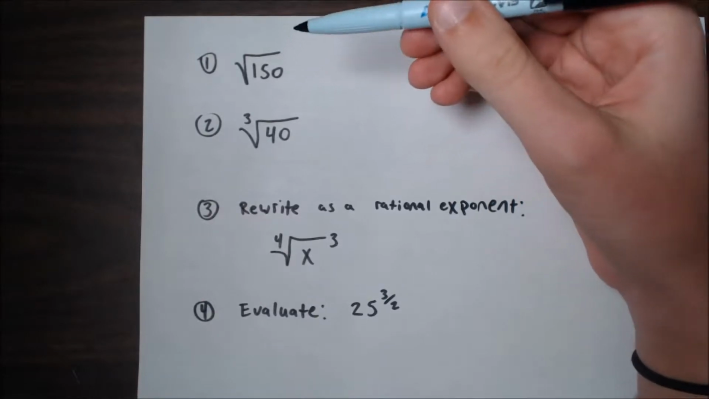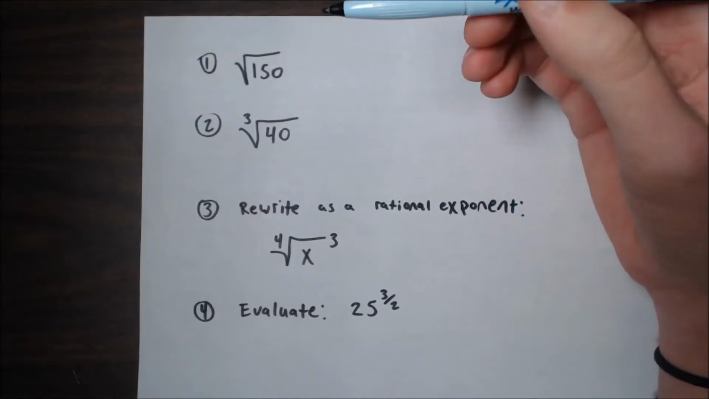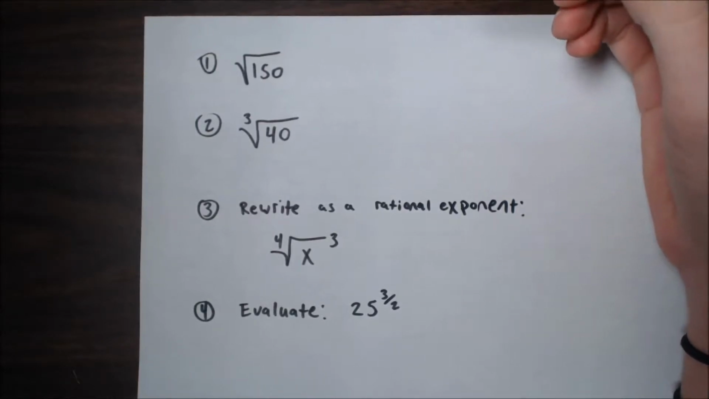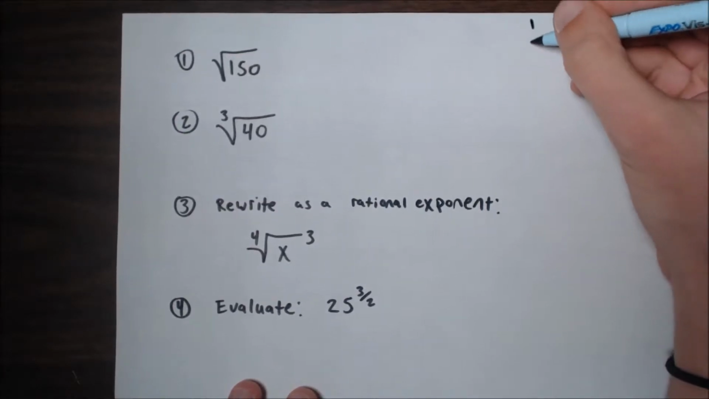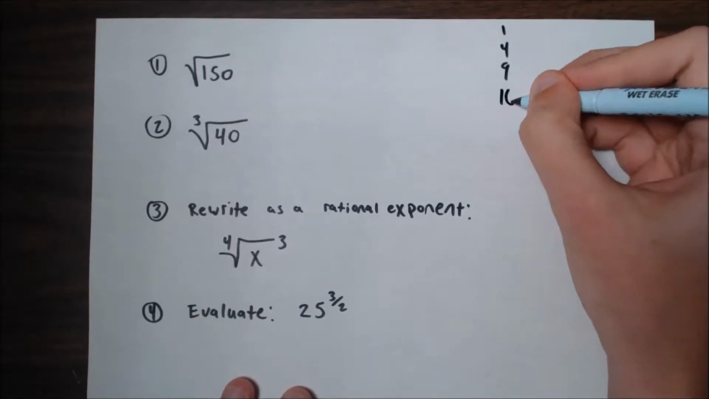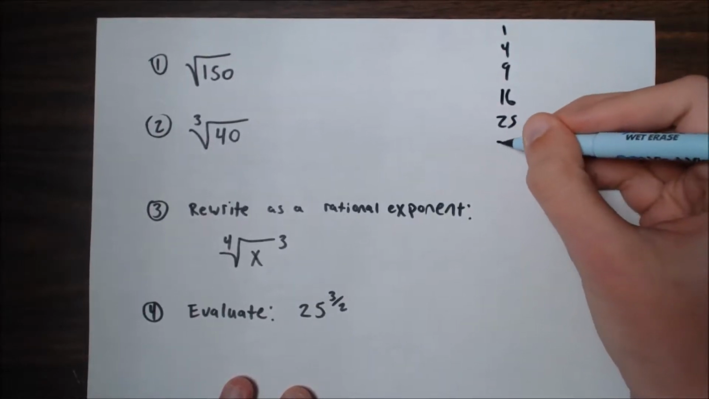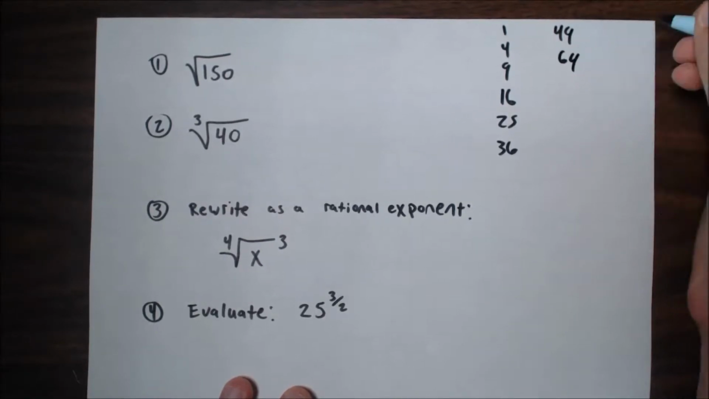So the next question I ask is, is there a factor of 150 that's a perfect square? Or what's the biggest factor of 150 that is a perfect square? So think back to your perfect squares. Let's just write a few out. 1, 4, 9, 16, 25, 36, 49. You can keep going. 64.